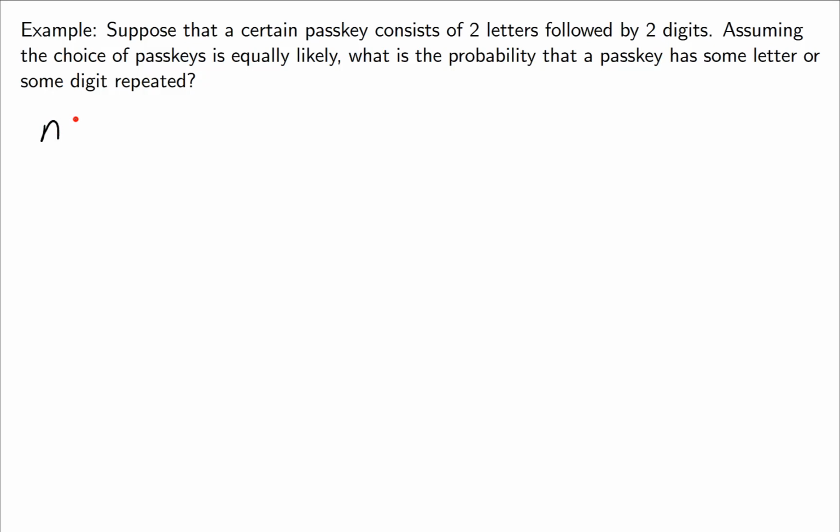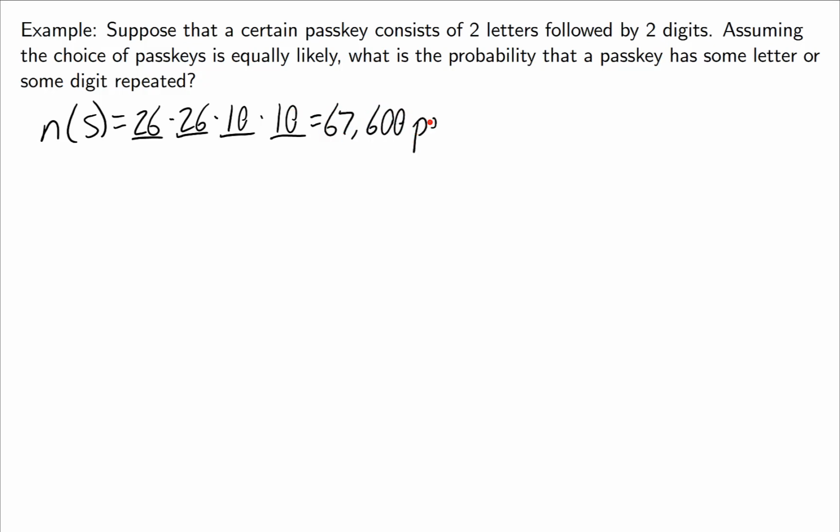First off, the size of S. S is going to be any passkey whatsoever. You've got 2 letters followed by 2 digits. Nothing to do with repeats, just 2 letters followed by 2 digits. You've got 26 choices for each of your 2 letters and 10 choices for each of your 2 digits. This gives you 67,600 possible passkeys.